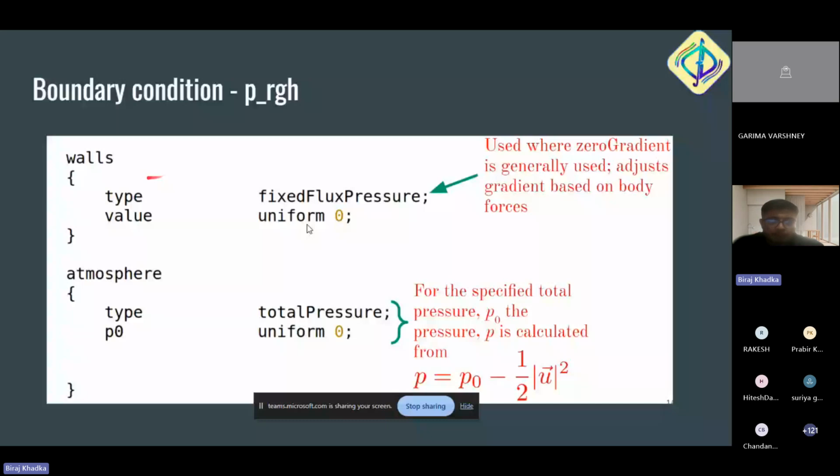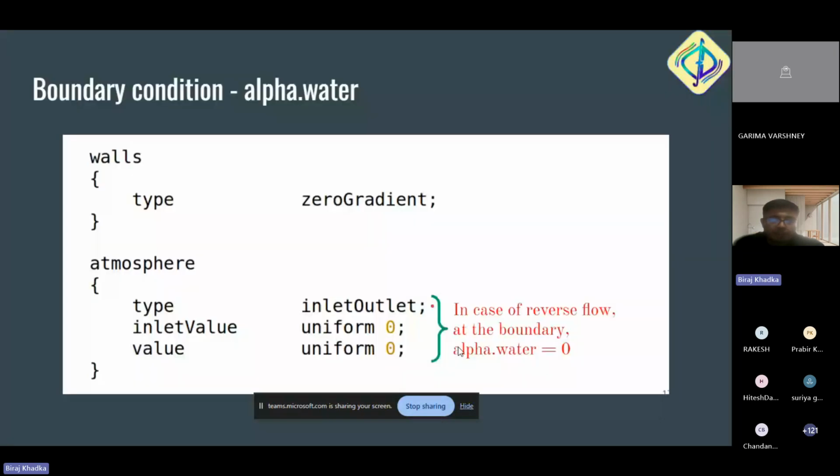Inside the atmosphere, the totalPressure condition is applied, where p0 is uniform 0, and the pressure at the patch is calculated from this formula. Lastly, for alpha.water, the volume fraction of water, on the walls zeroGradient is applied, which in the case of multiphase means that the liquid cannot pass through the wall. In the atmosphere, the inletOutlet condition is applied, which is a very flexible boundary condition. In case of reverse flow, the alpha.water will be 0.